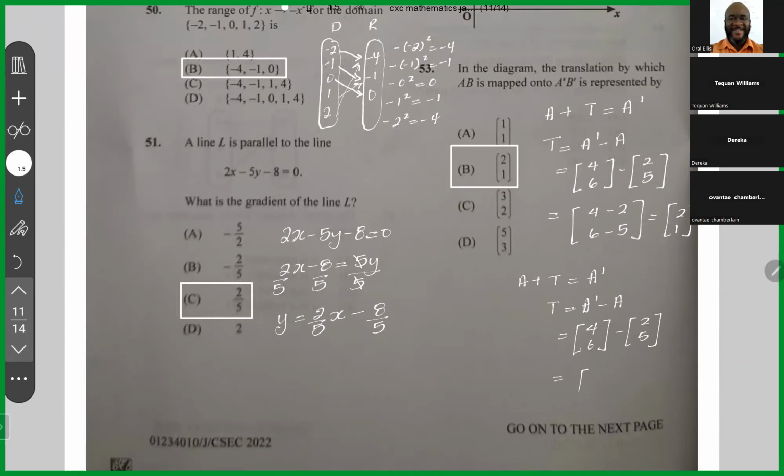The answer is what? 4 minus 2, which is what? 2. 6 minus 5, which is 1. The answer is B. Number 51, I see people getting stuff like that wrong, which they shouldn't.